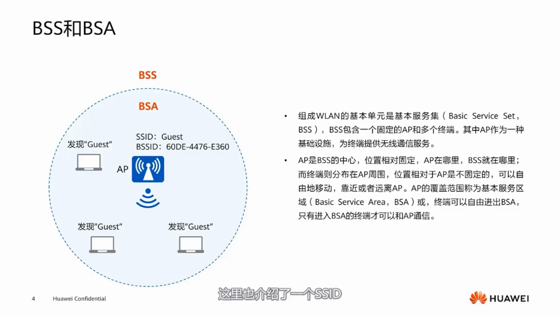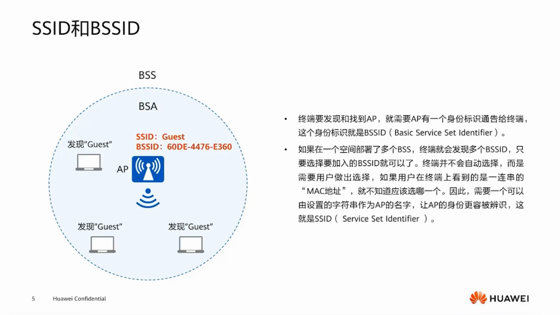Here we also introduced an SSID. Let's continue to look further. If our phone or computer wants to connect to a wireless network, firstly, we need to know the name of the wireless network. So this SSID is essentially the name of the wireless network, or it can be seen as an identity marker for the wireless network.